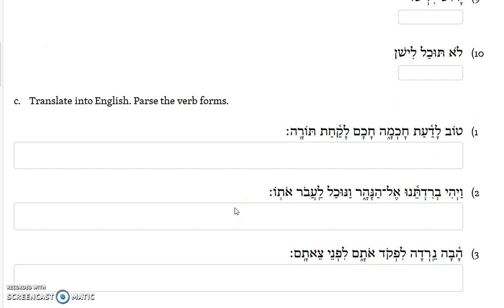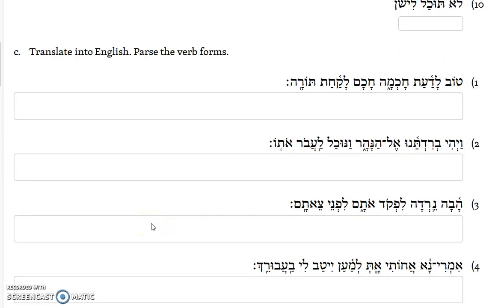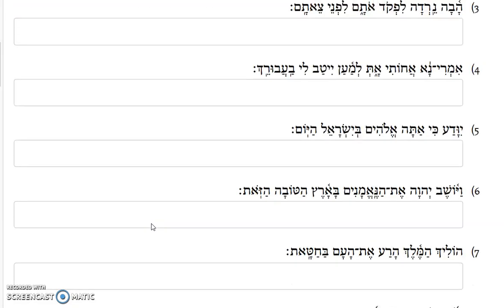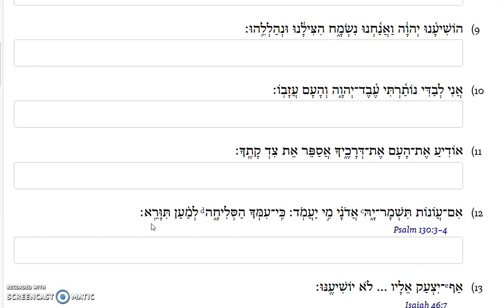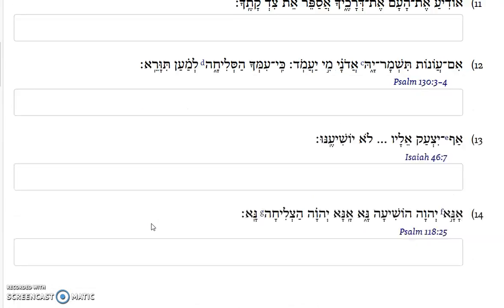And then he gives you a bunch of sentences to translate from Hebrew to English, many of which will use some of these forms, and at least a few of them are from the Hebrew Bible itself.